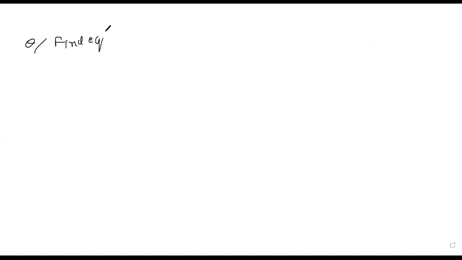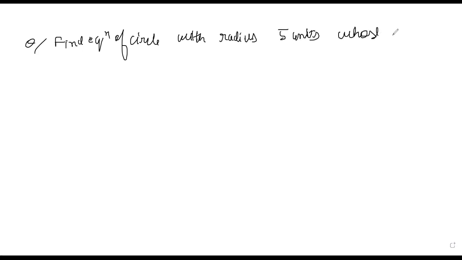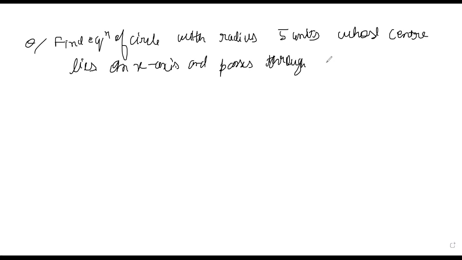Find the equation of circle with radius 5 units whose center lies on x-axis and passes through the point 2,3.